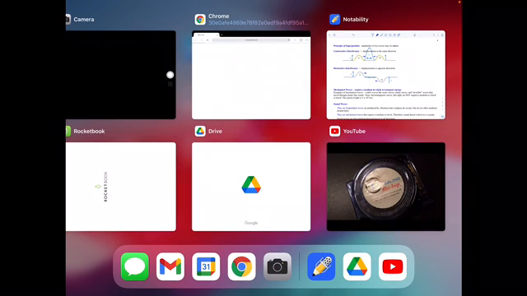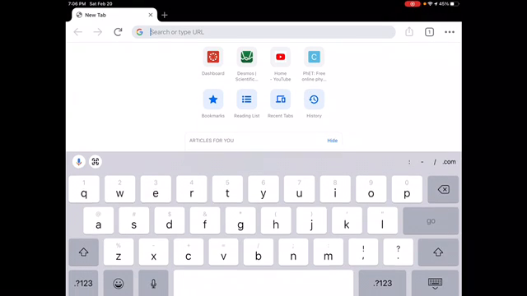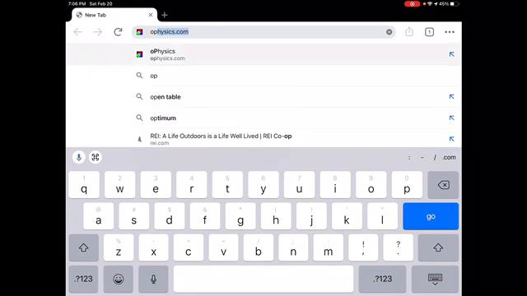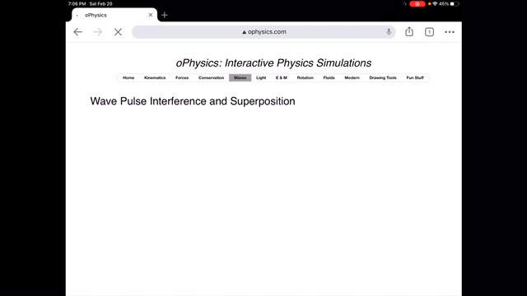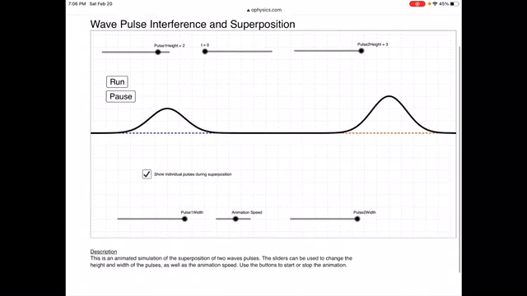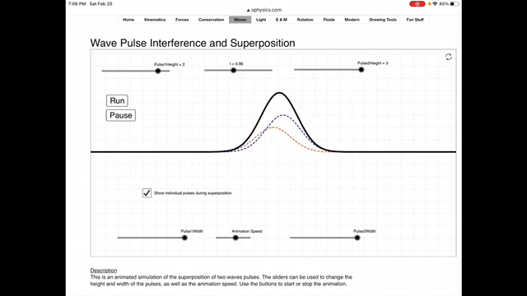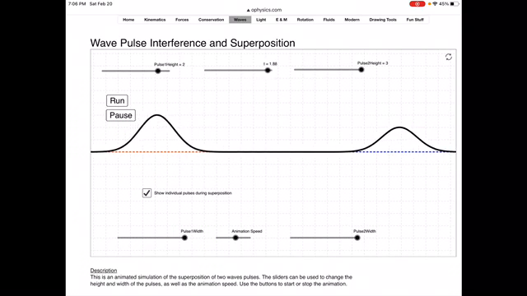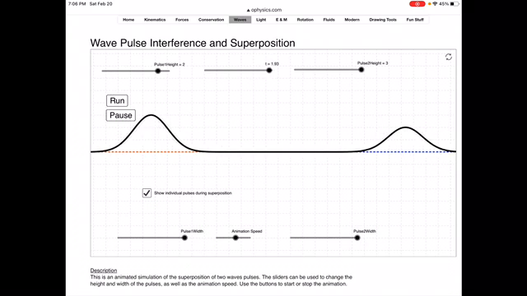There are lots of simulations of this. So let's go to our O physics and go back to our wave tutorials. Let's look at superposition. And this is something that you can play with. So we'll see when the two waves come together, you can see how they sum together. And I like this one because it shows you the original waves and the sum.